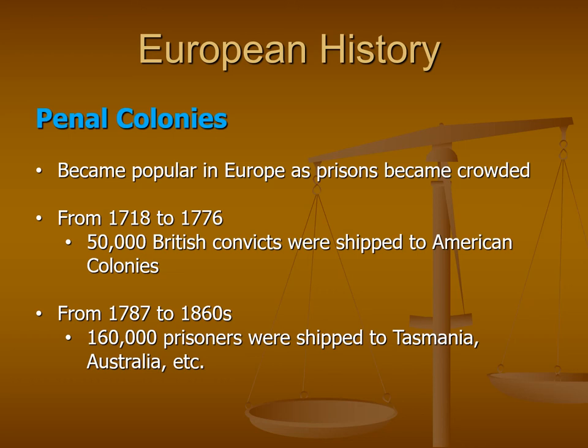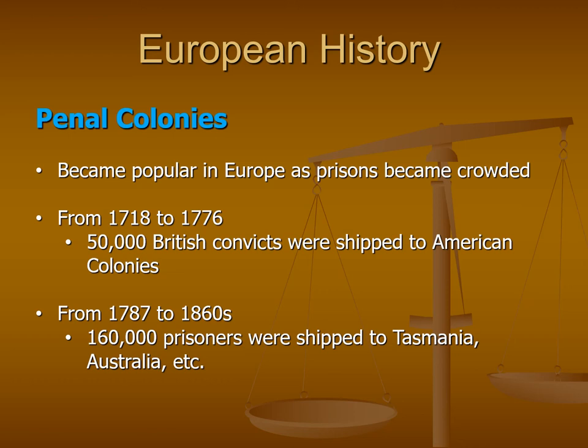Especially as they started to realize that their small, quote unquote, prisons or houses of correction were quickly becoming crowded, right? It sounds easy to lock somebody up, but each individual takes up space, and rather than building more prisons, maybe let's just ship them off. And when we look at Great Britain's push and use of penal colonies from 1718 up to 1776, 50,000, give or take, British convicts were shipped to the American colonies. Many of them landed on the shores of what is currently Georgia and Florida.